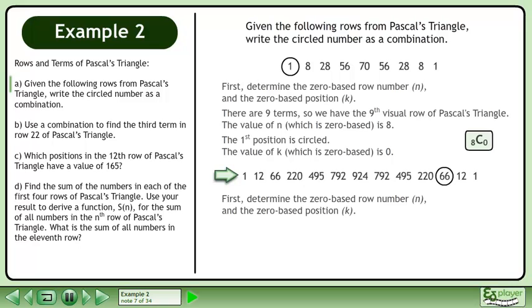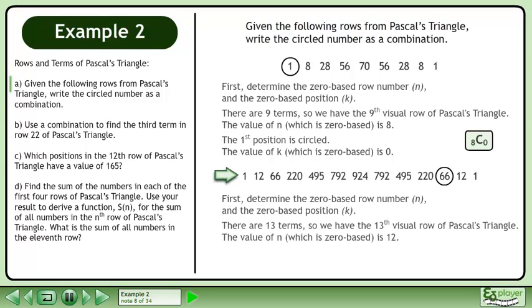First, determine the zero-based row number n and the zero-based position k. There are 13 terms, so we have the 13th visual row of Pascal's triangle. The value of n, which is zero-based, is 12.